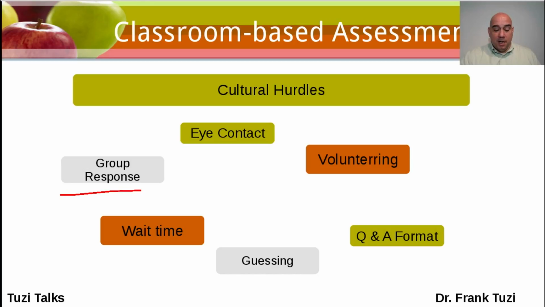Group response. How do you interact within a group? There are some cultures where they don't want to interact. They don't want to appear to be aggressive within the group. They do that differently in different ways, and so that's another possible hurdle when you're trying to gain assessment information. Volunteering, another great possible problem, in that some students don't want to volunteer.